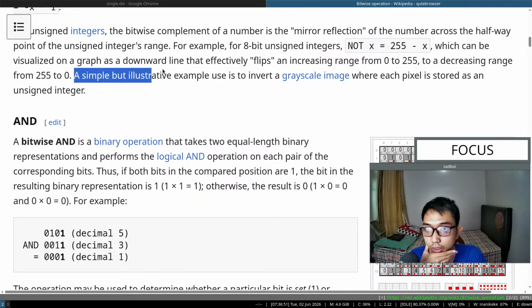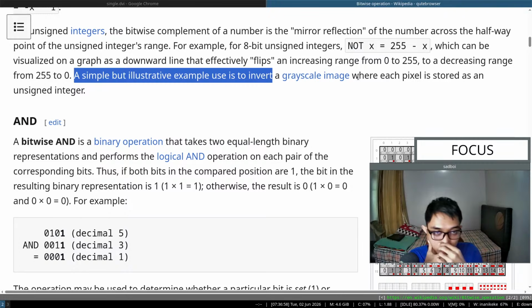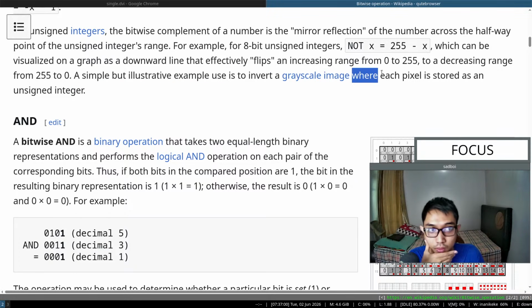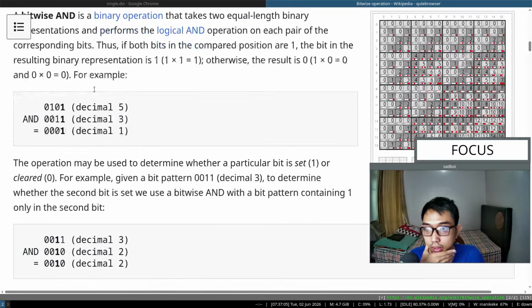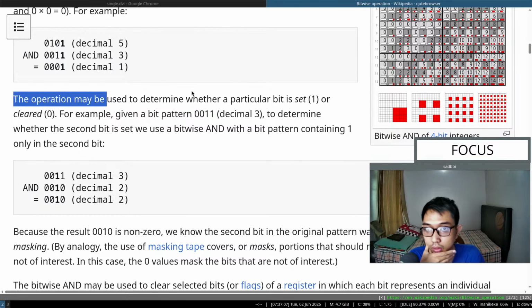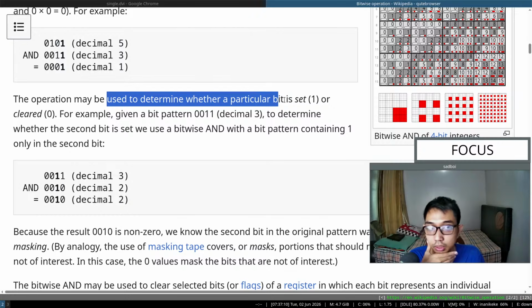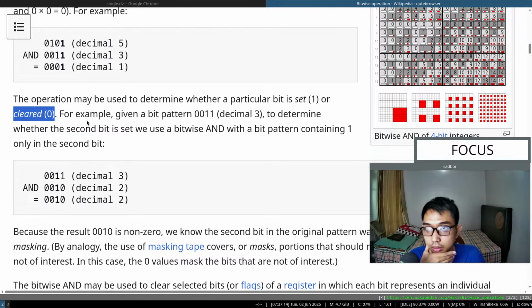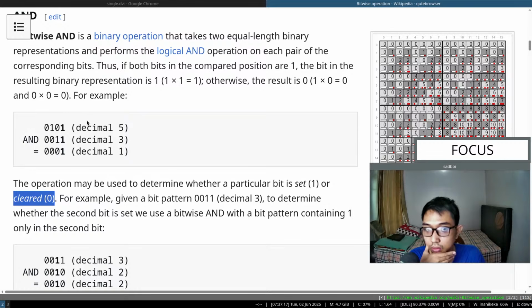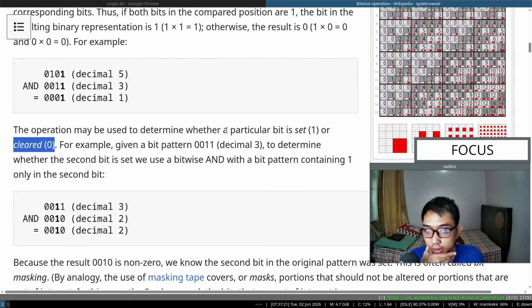A simple but illustrative example is to invert a grayscale image, where each pixel is stored as an unsigned integer. Okay. Used to determine whether a particular bit is set or clear. Okay. So for the masking, something like that.